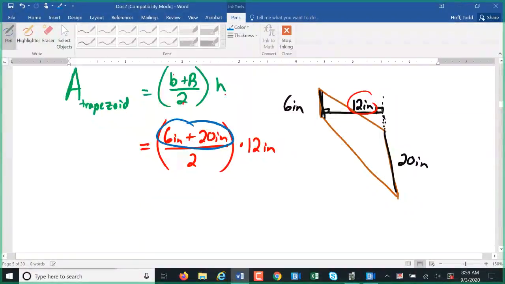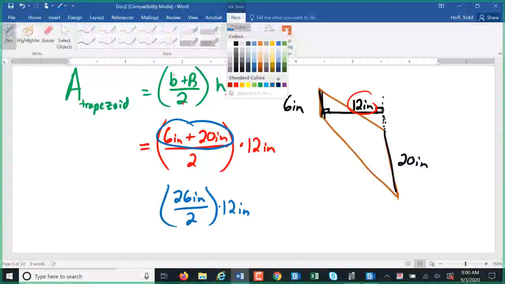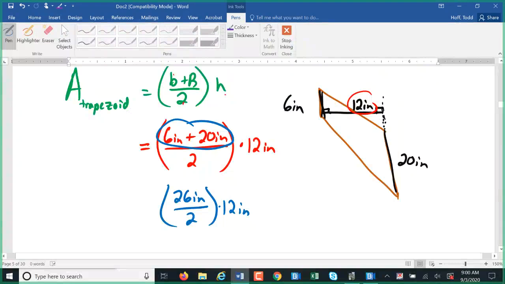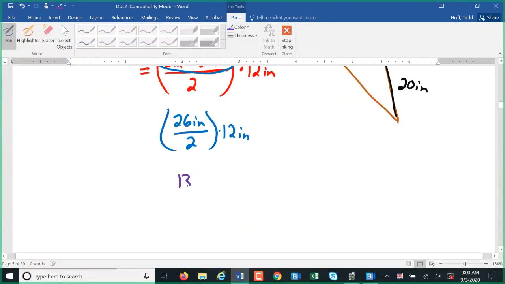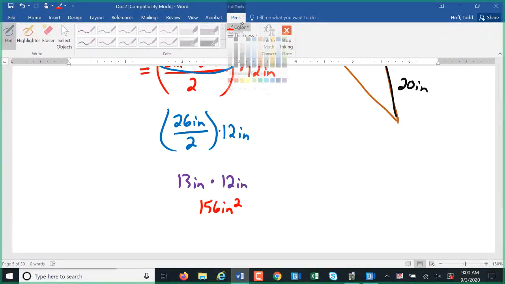6 inches plus 20 inches is 26 inches. Remember, when we add, we combine counts and we keep the same name. Then we're going to divide. 26 inches divided by 2 is 13 inches. I don't need the parentheses anymore, so I can take them out. And finally, I have 13 inches times 12 inches is 156 inches squared. We do have to multiply. Since we're multiplying there, we do have to combine the names. Inches times inches is square inches.